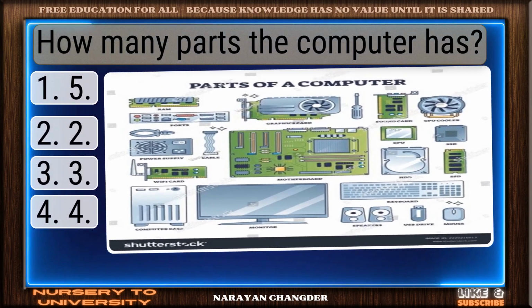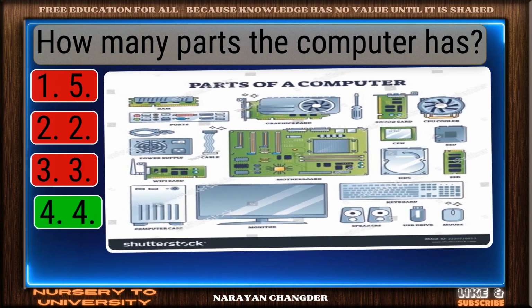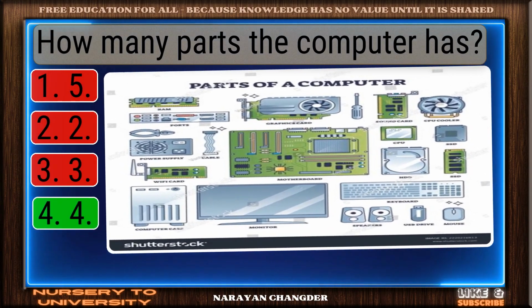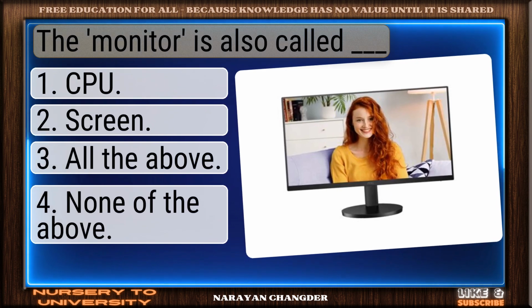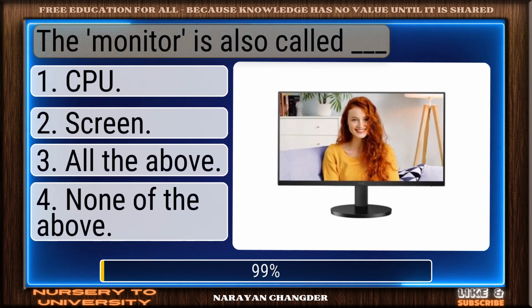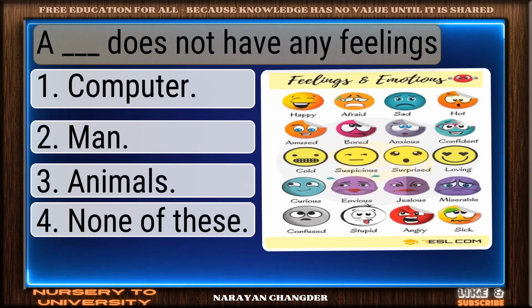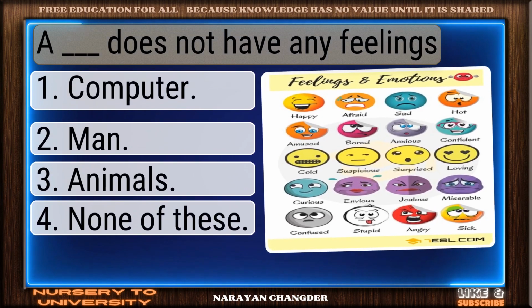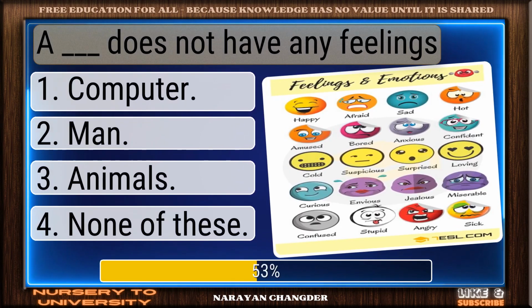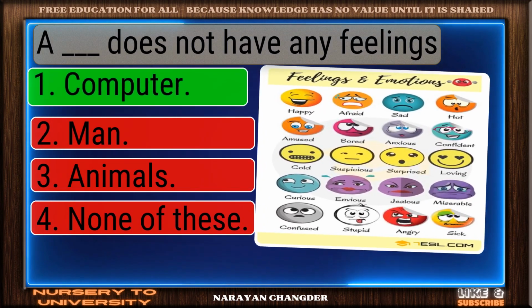How many parts does the computer have? Correct. 4 is the right answer. The monitor is also called dash. Good job. Screen works well here. A dash does not have any feelings. You got it. Your choice computer is right.